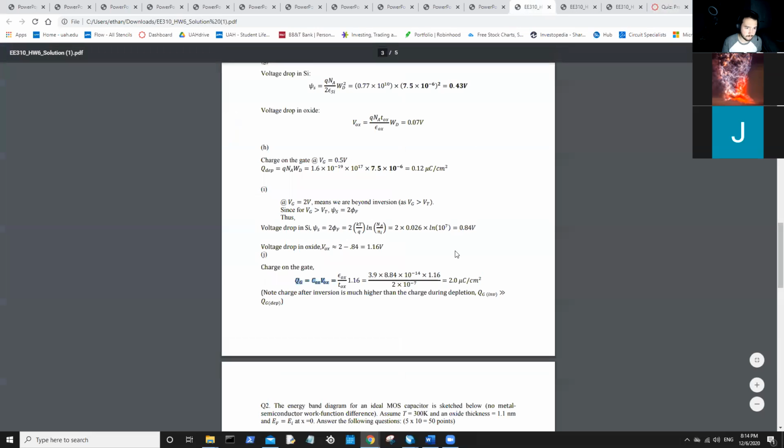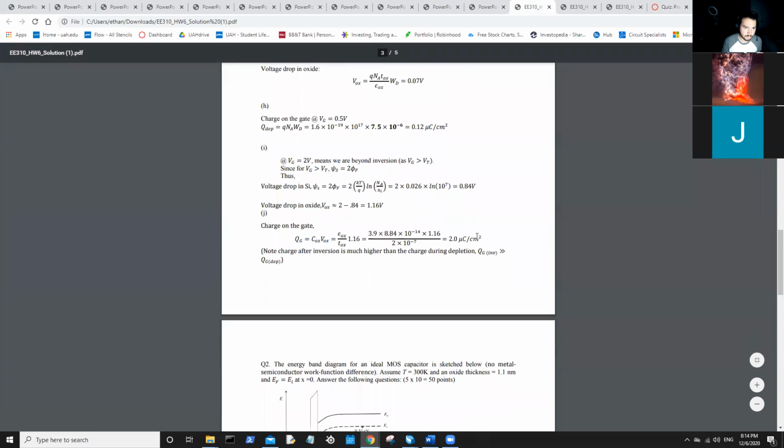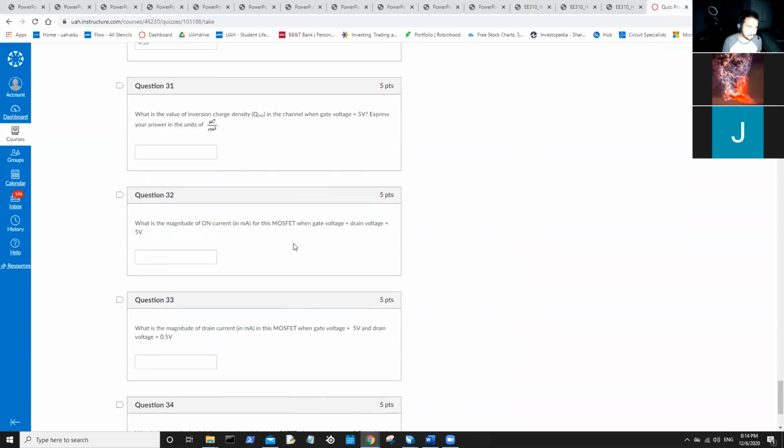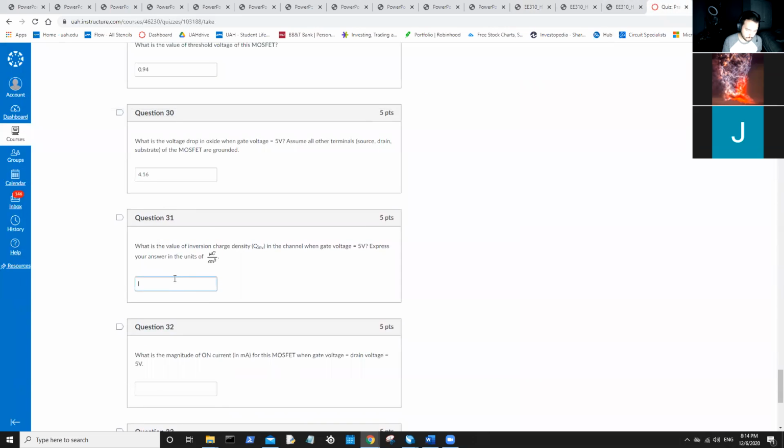So let's confirm. So this says 2 microcoulombs per centimeter squared, and this is at 2 volts. So for us, we're looking at 7.2, or specifically 7.17 microcoulombs. So that's to be expected. It's super close to the previous one, but that was at 2 volts and this is at 5 volts.